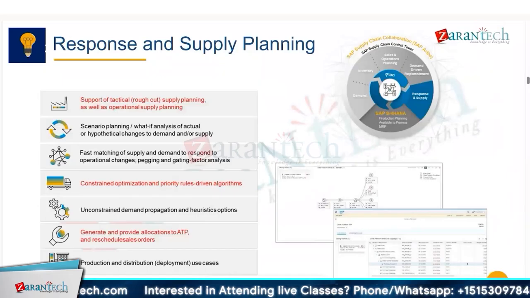Now, the next point that we are going to discuss is the response and supply planning. Okay, this is the next box in the IBP diagram. So we have to support the rough cut capacity planning process. Okay. So what is the rough cut capacity planning process? Rough cut capacity planning is called RCCP.